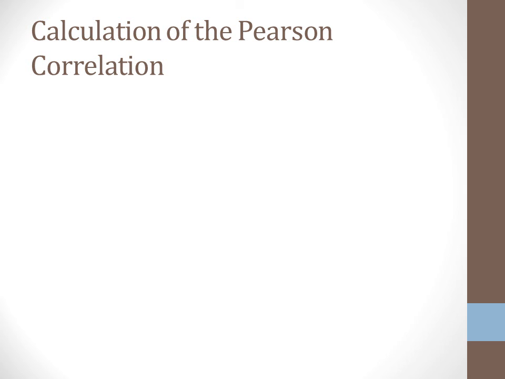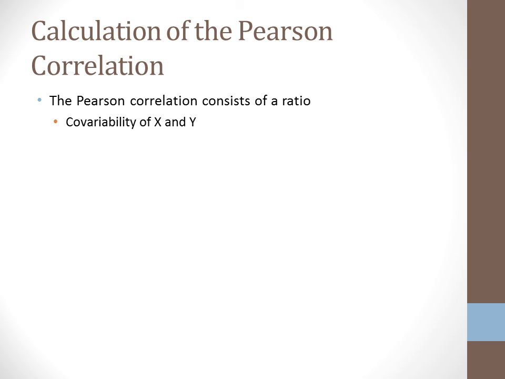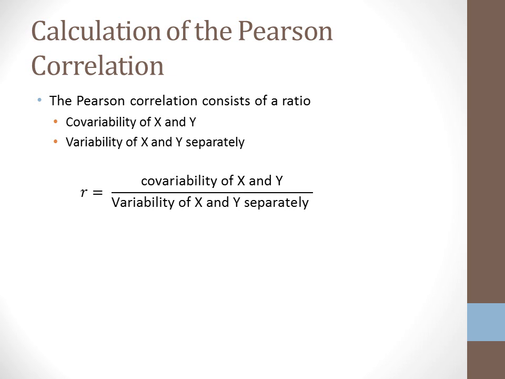Okay, so the calculation of the Pearson correlation. The Pearson correlation consists of a ratio comparing the covariability of x and y, which is what we have in the numerator, with the variability of x and y separately, which is what we have in the denominator. We will use the sum of products to measure the covariability of x and y, and the variability of x and the variability of y will be measured by computing the sums of squares for the x scores and for the y scores separately.